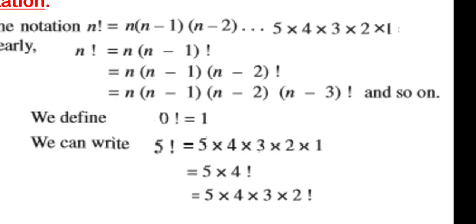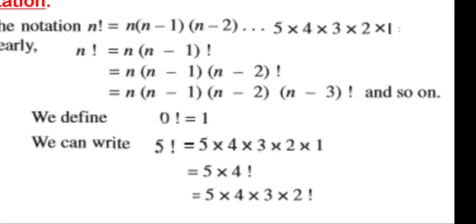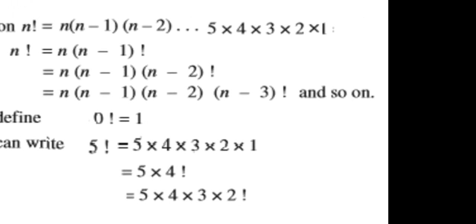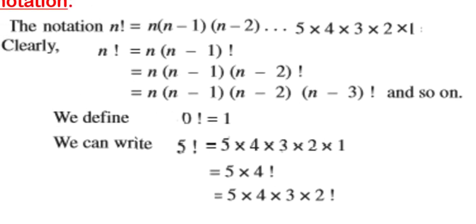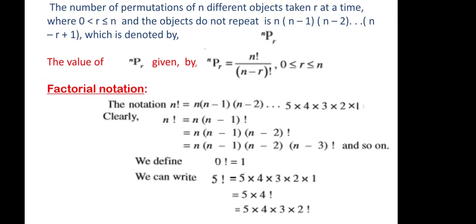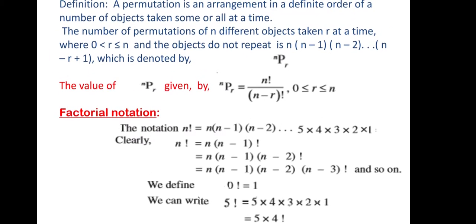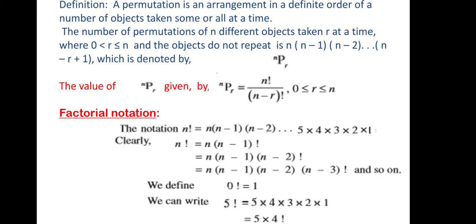The factorial can be expanded like what I have explained: factorial 5 equals 5 into 4 into 3 into 2, which can be written as 5 into factorial 4, which is the same as 5 into 4 into 3 into 2 factorial, where 2 factorial is 2 into 1, which is 2. So students, I hope all of you understood the concept of the multiplicative principle, permutations and factorial notation.